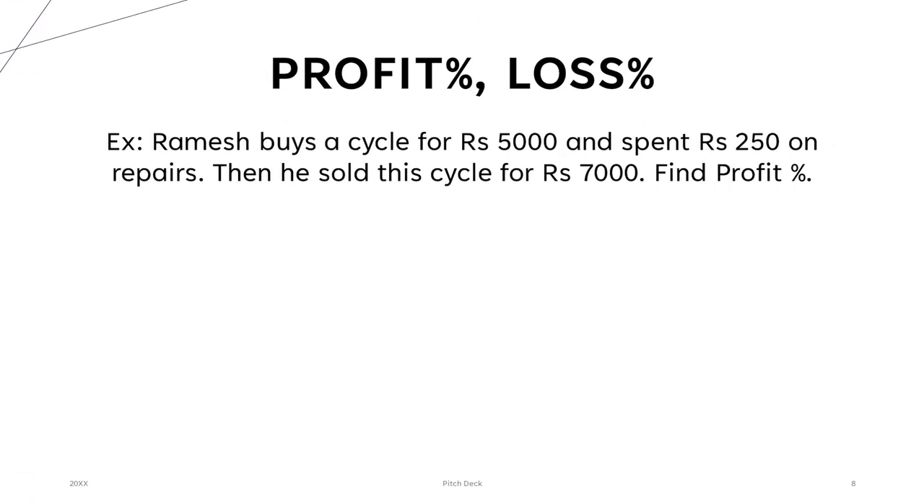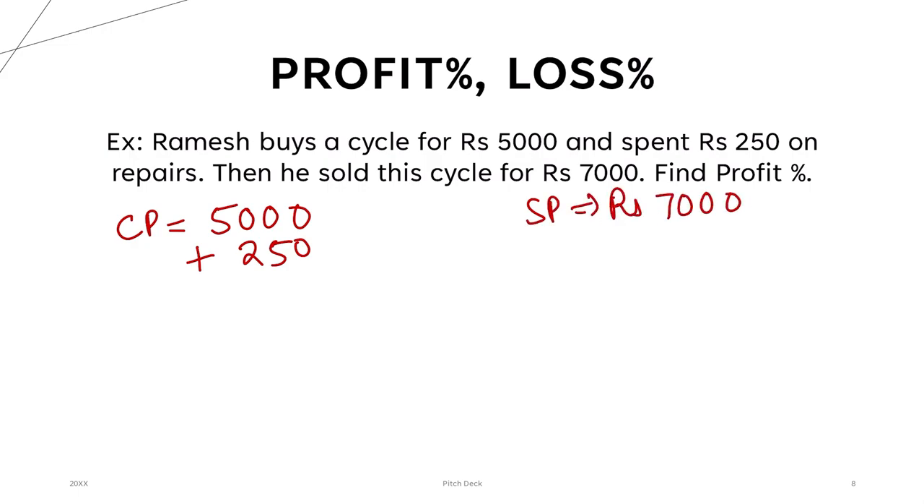Now, Ramesh buys a cycle for 5,000 rupees. Spend 250 on repairs. So this will be his cost price only. Why? Because this is how much he has to put in that cycle before selling it, right? And on the other hand, he's selling it for 7,000 rupees. Suppose he bought a very old cycle. He put paint on it, made it a new thing. So this will all be his cost price, right?